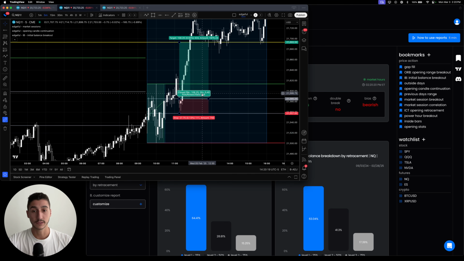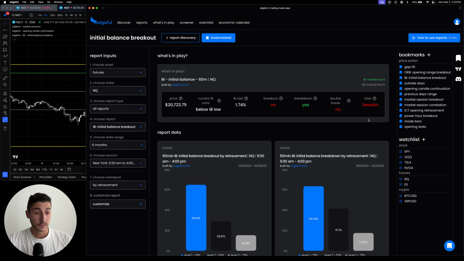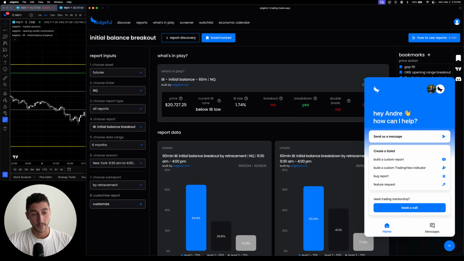So there's that. And then finally, your target: you want to target a break of either the previous day's high or low. And obviously today we're going to target the previous day's high because of all the bullish factors right over here: the opening candle, the initial bounce. If you guys have any questions, please reach out to our support right over here.